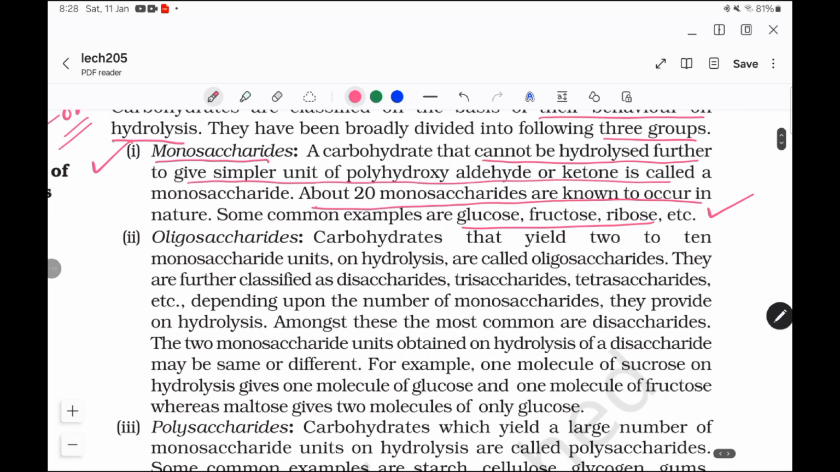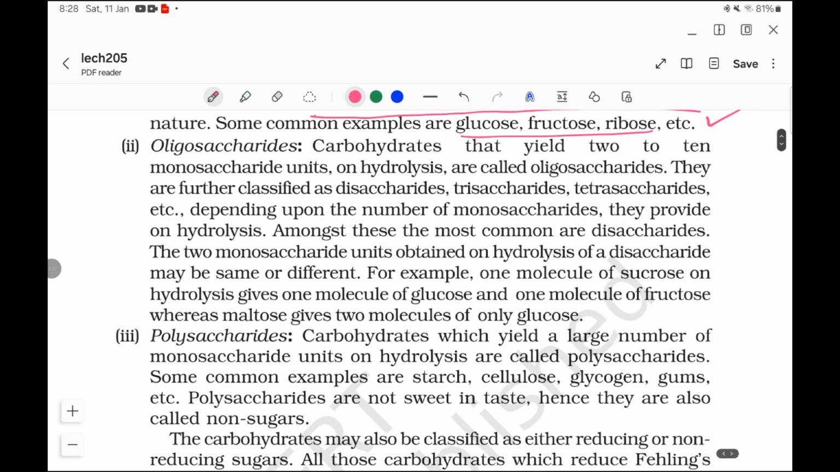So what are monosaccharides? Mono means one. So they do not break down further on hydrolysis. Examples are glucose and fructose. So at least a one-line answer should be known by you, along with two examples.